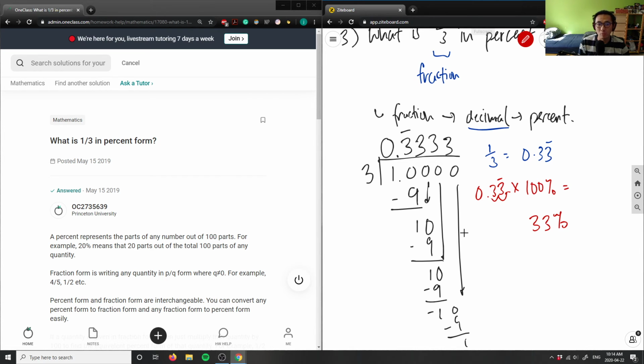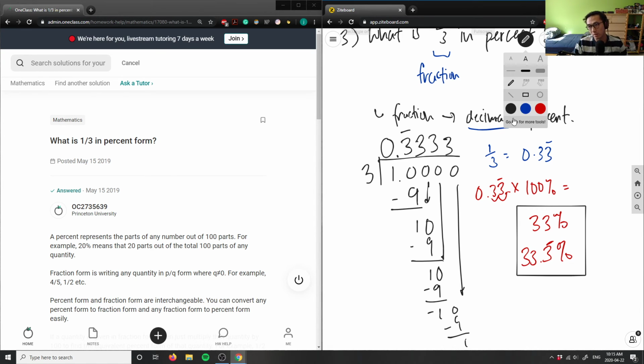Or if you want to be even more accurate, you can say it's actually 33.3 bar percent, because I know my 3's are a repeating figure in this question. So both of these are acceptable answers in this case. So 33% or 33.3 bar percent would be my solution here.